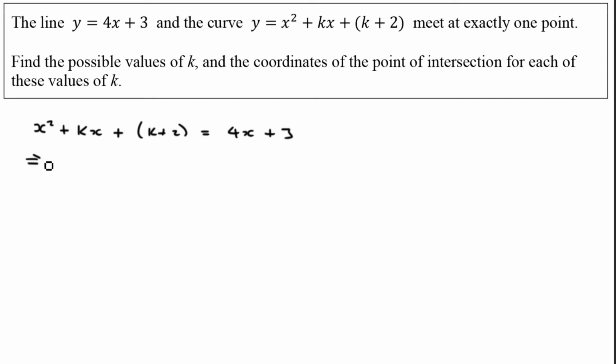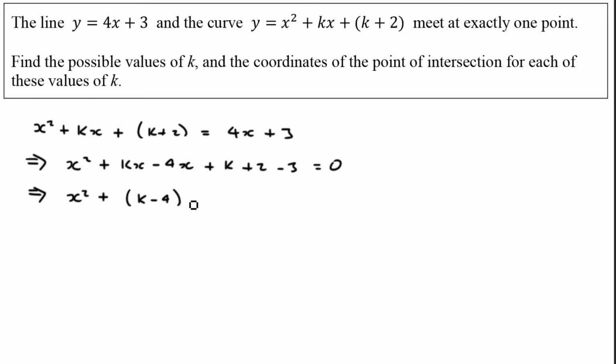Let's rearrange that so we have everything on one side. x squared plus kx, subtracting a 4x from the other side, plus k plus 2, subtracting the 3 from the other side, that's all equal to 0. So tidying this up as a nice quadratic, we'll have x squared. How many x's will we have? k subtract 4 x's, and what number will we have on the end? k subtract 1. That's equal to 0.